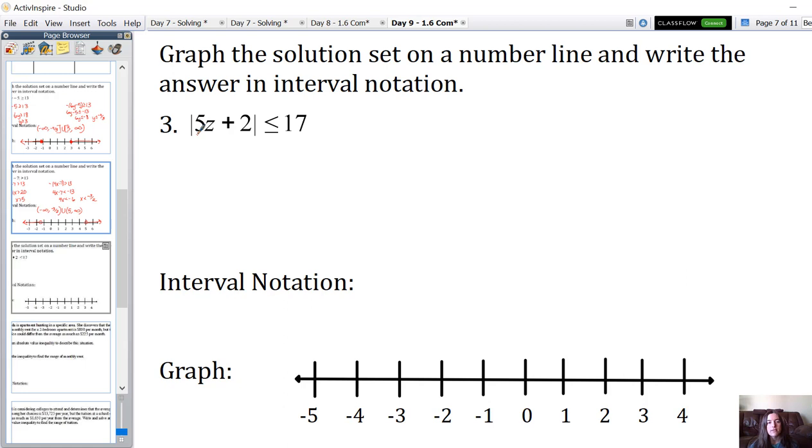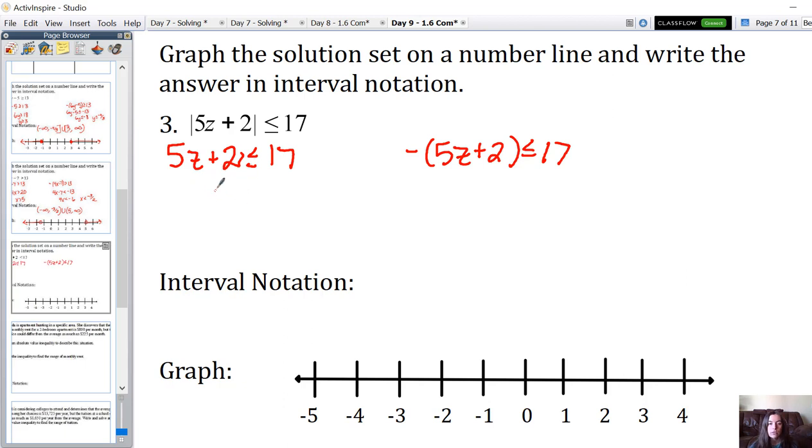The absolute value of 5z plus 2 is less than or equal to 17. Case 1: 5z plus 2 is less than or equal to 17. Case 2: negative (5z plus 2) is less than or equal to 17. From case 1, we're going to subtract 2. So now we have 5z is less than or equal to 15. And then divide by that 5, so z is less than or equal to 3.